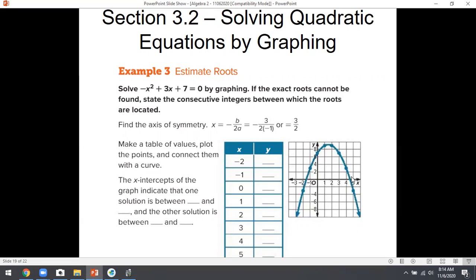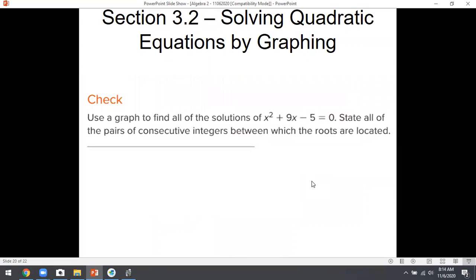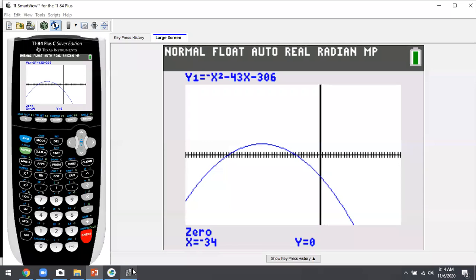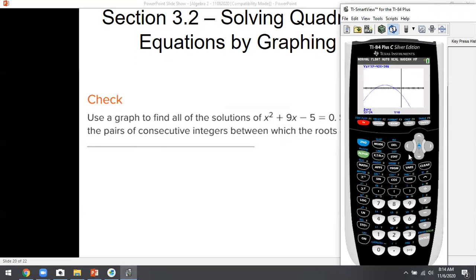It again crosses some weird spot. I don't know where it is. But since they say consecutive integers, just tell me which ones it's between, 4 and 5. And that's all I got to say about that. Just know when they say consecutive integers, you're just finding the two numbers it's between and writing down what they are. And that's about it. So we can do it for this one. Use a graph to find all the solutions to this. State all the pairs of consecutive integers for which the roots are located. Let's just do it. So if you go to y equals, clear it out, and you go graph your thing.